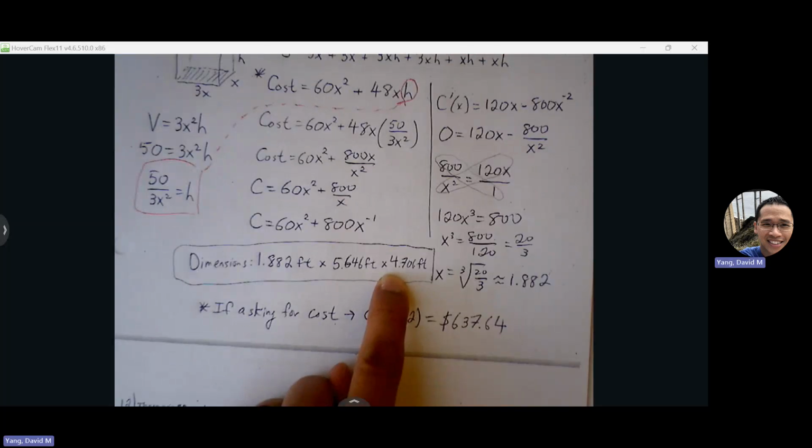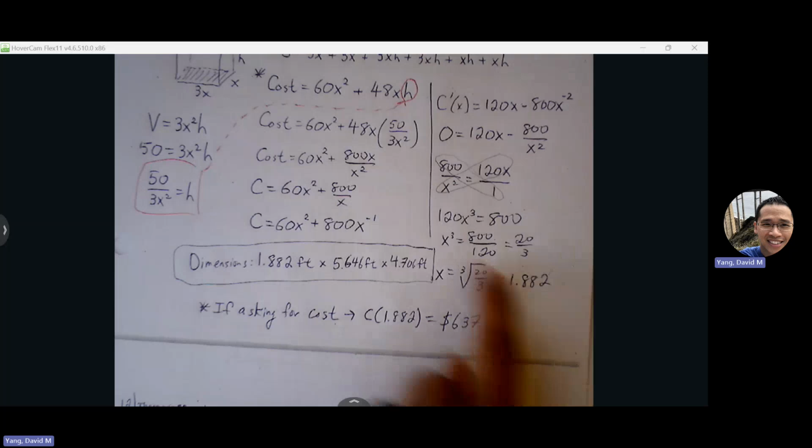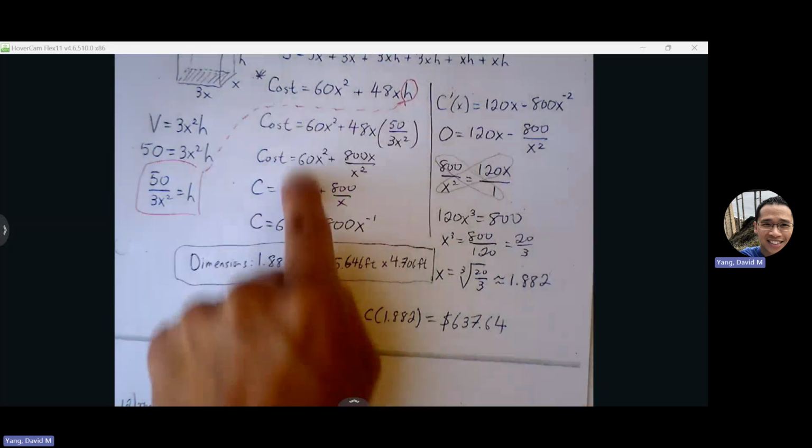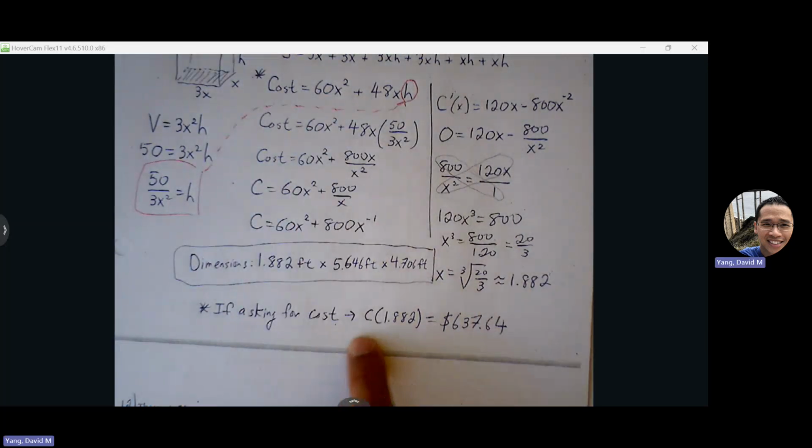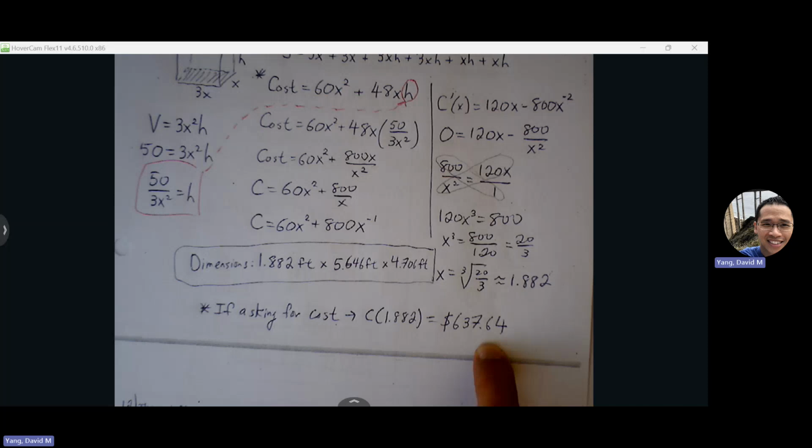The problem doesn't ask for cost, but if it did, you would put it into any of these cost equations, and you'll get $637.